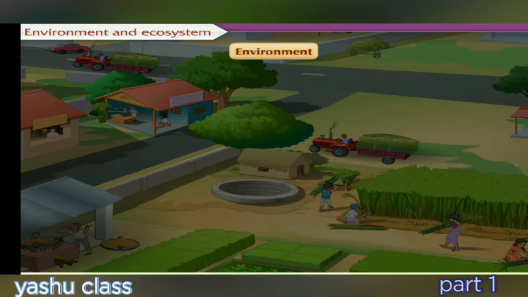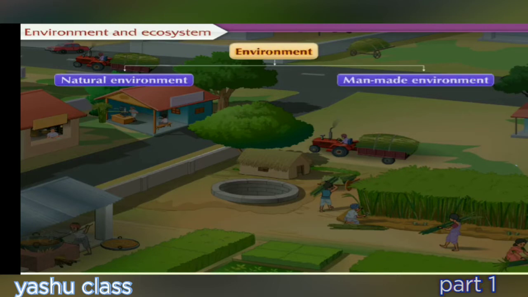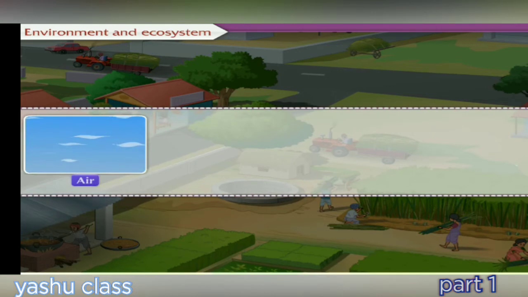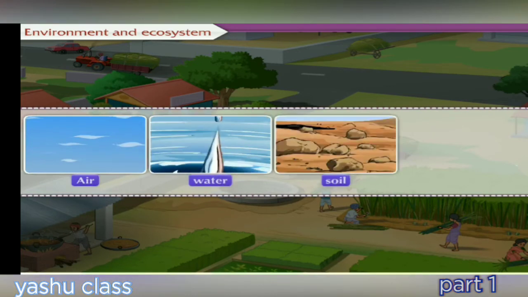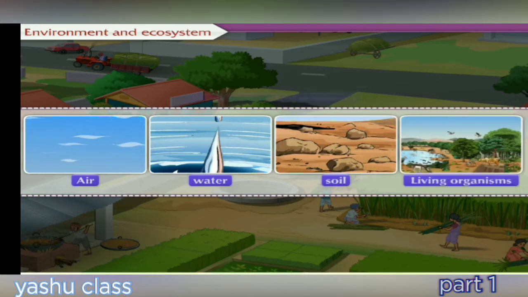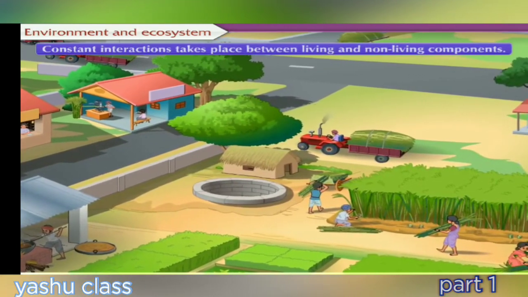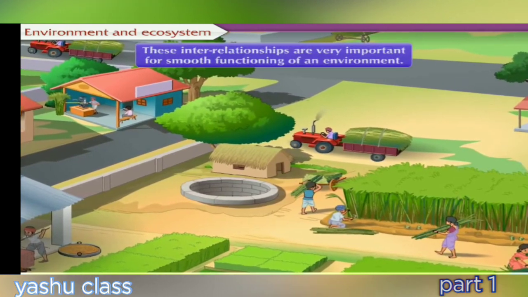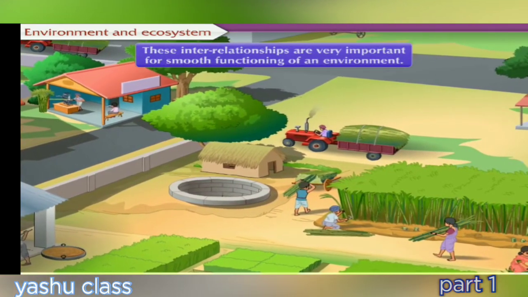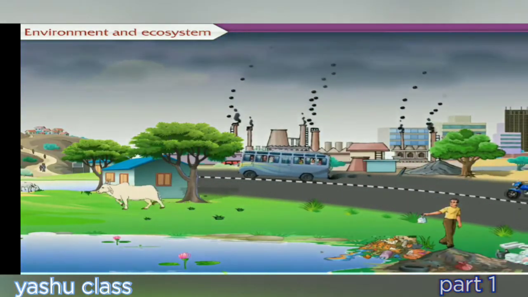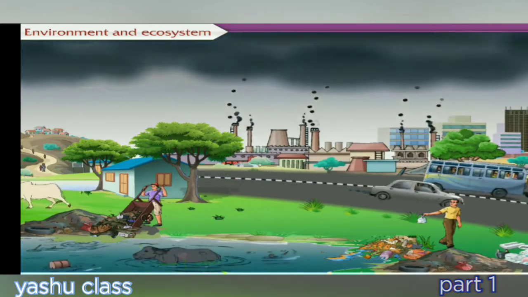Environment can be broadly classified into two main types: natural environment and man-made environment. Components like air, water, soil, and all living organisms are included under natural environment. Constant interactions take place between living and non-living components. These interrelationships are very important for smooth functioning of an environment. Man-made environment directly or indirectly influences the natural environment.